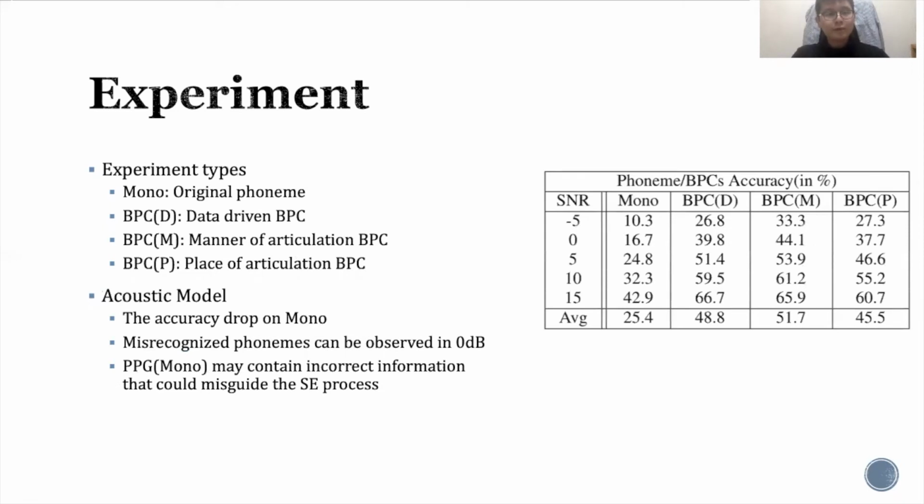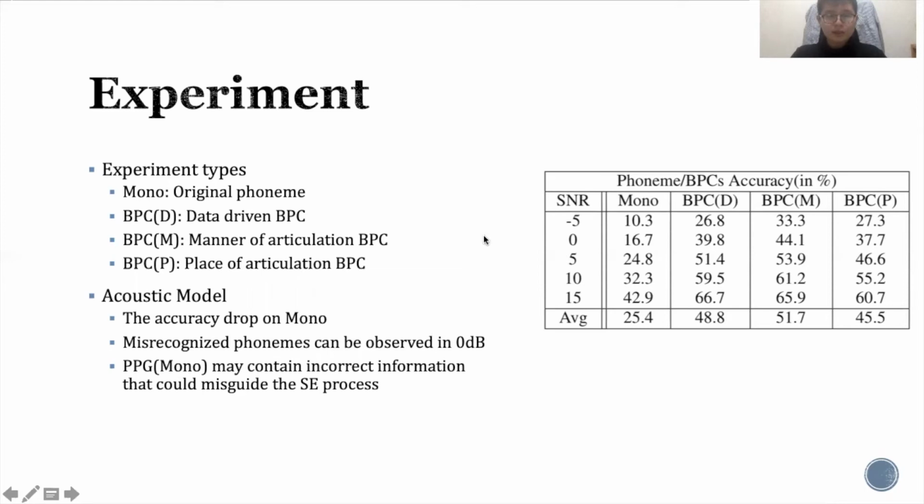There are several experiment types in our work. The different notations represent the acoustic model recognition target. The mono experiment means the acoustic model is trained to predict the original phoneme for comparison. BPCD means predicting the data-driven BPC. M means the manner of articulation, and P is the place of articulation. The table shows the recognition results from these acoustic models.